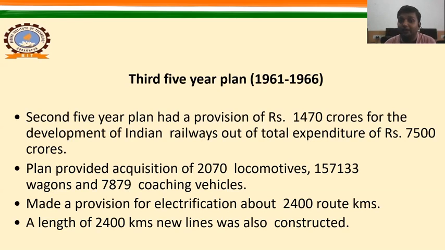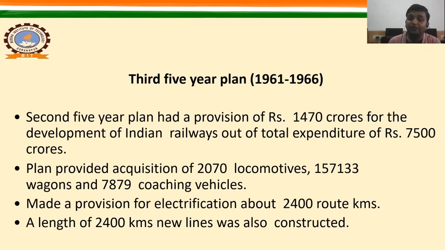This plan actually provided for the acquisition of 270 new locomotives and 1,57,133 new wagons and 7,879 new coaching vehicles. So these are the important data which you have to take care of, that in this plan 2,070 new locomotives were actually deployed, 1,57,133 new wagons were deployed, as well as 7,879 coaching vehicles were also deployed.